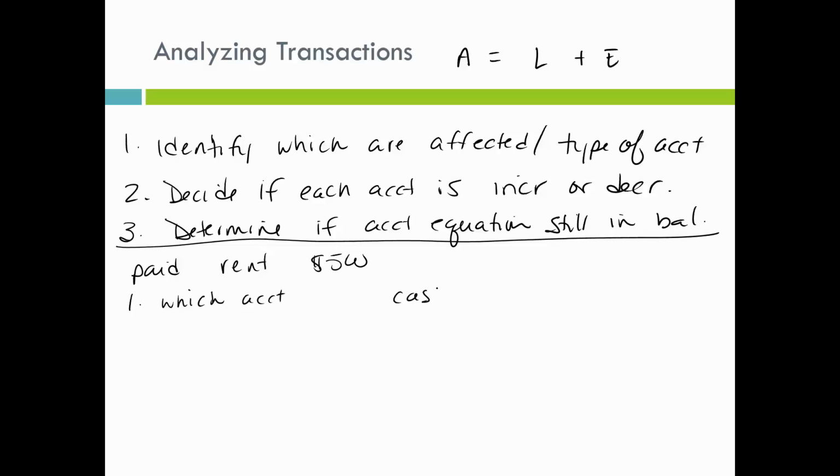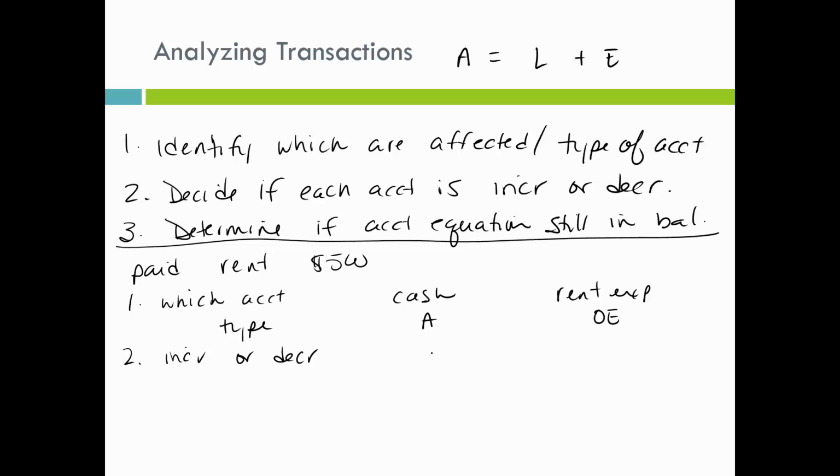Well, if I paid something, I paid cash, so that's going to be affected. And the other thing, what I paid was rent. So this will be a rent expense, for example. Then we say which type of account. Cash is an asset, right? And rent expense is part of owner's equity. So the second part we do is determine if they are increasing or decreasing.